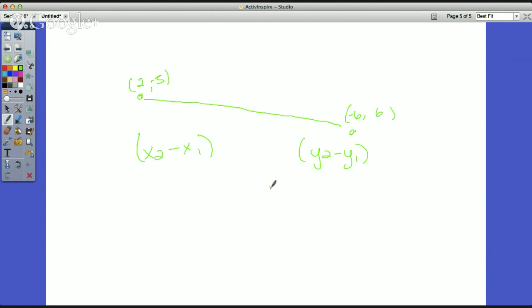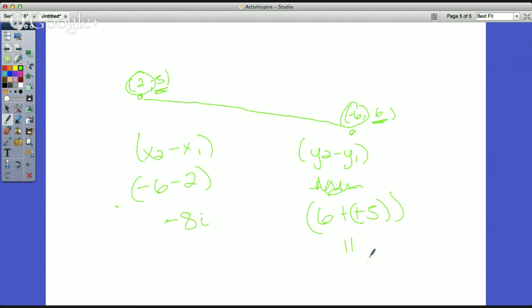So with our x, x2 would be -6 minus our x1, which would be 2. So -6 minus 2 would be -8. We're going to hold on to that, because that's with the x. That's our change in the x, right? Now, y2 minus y1 would be 6 minus -5, which is plus 5. So it'd be 6 plus 5, which is 11j.